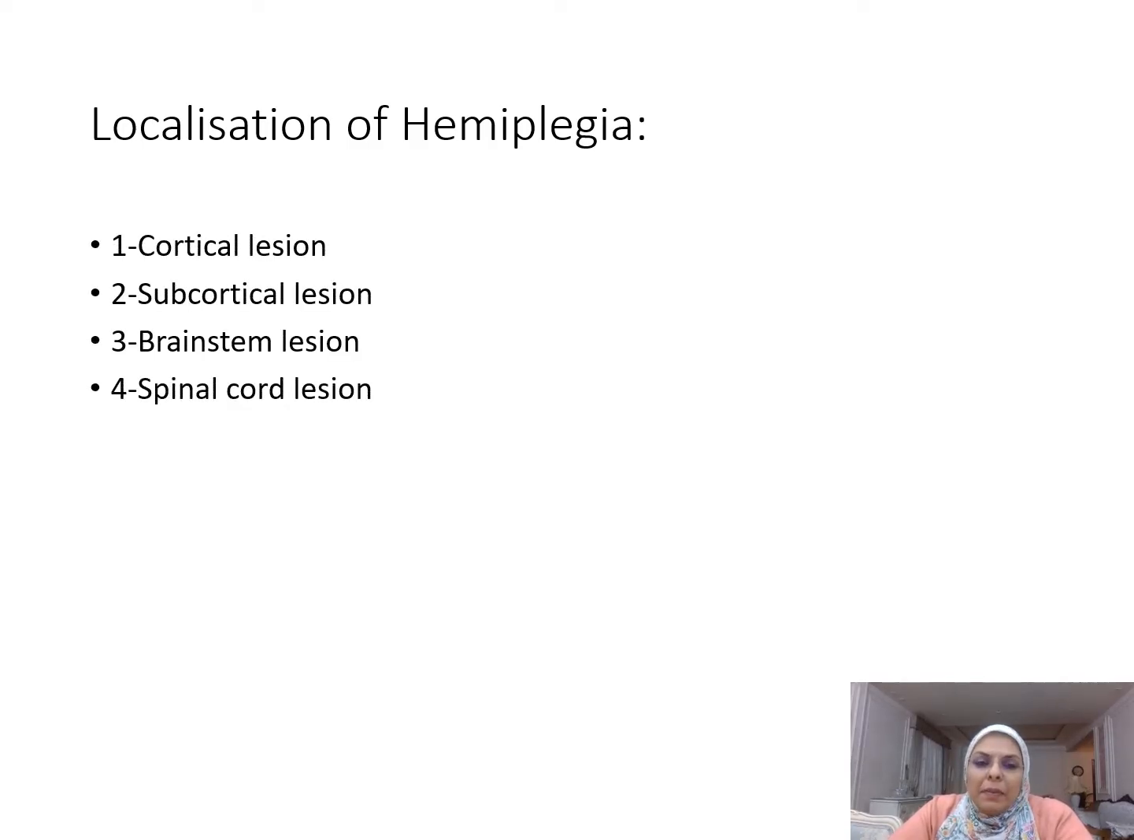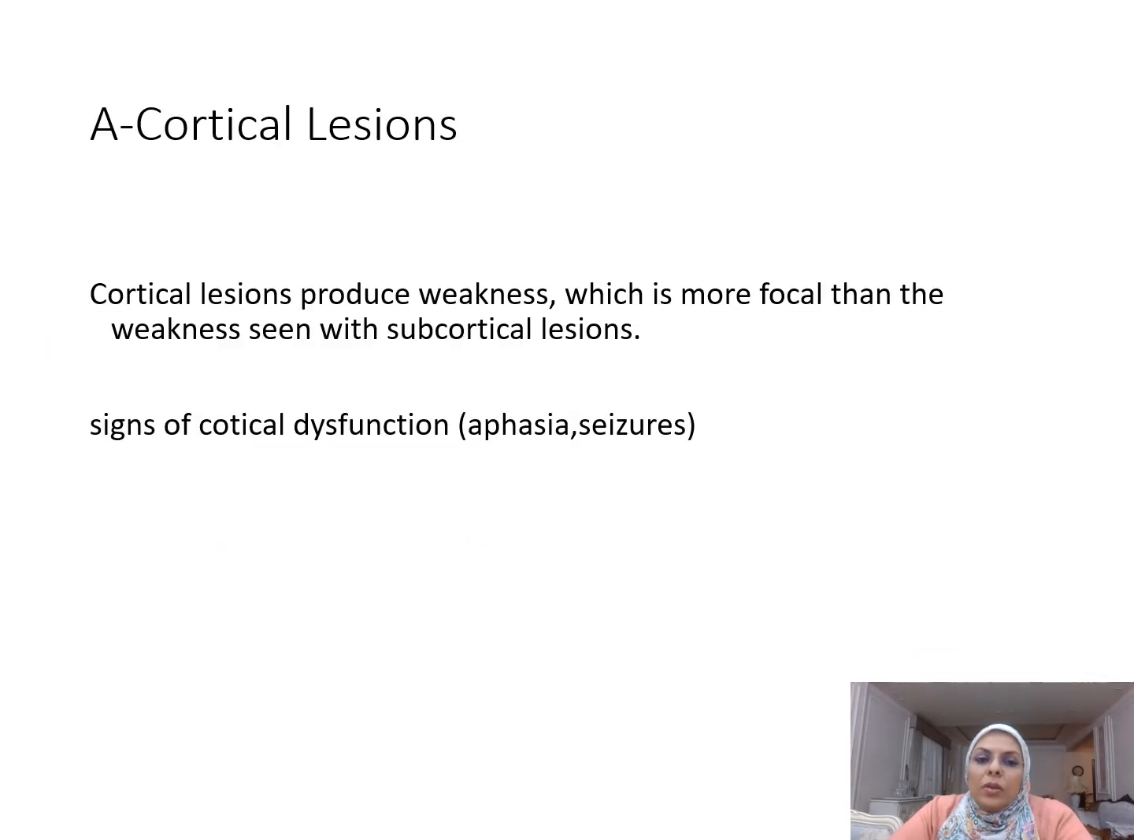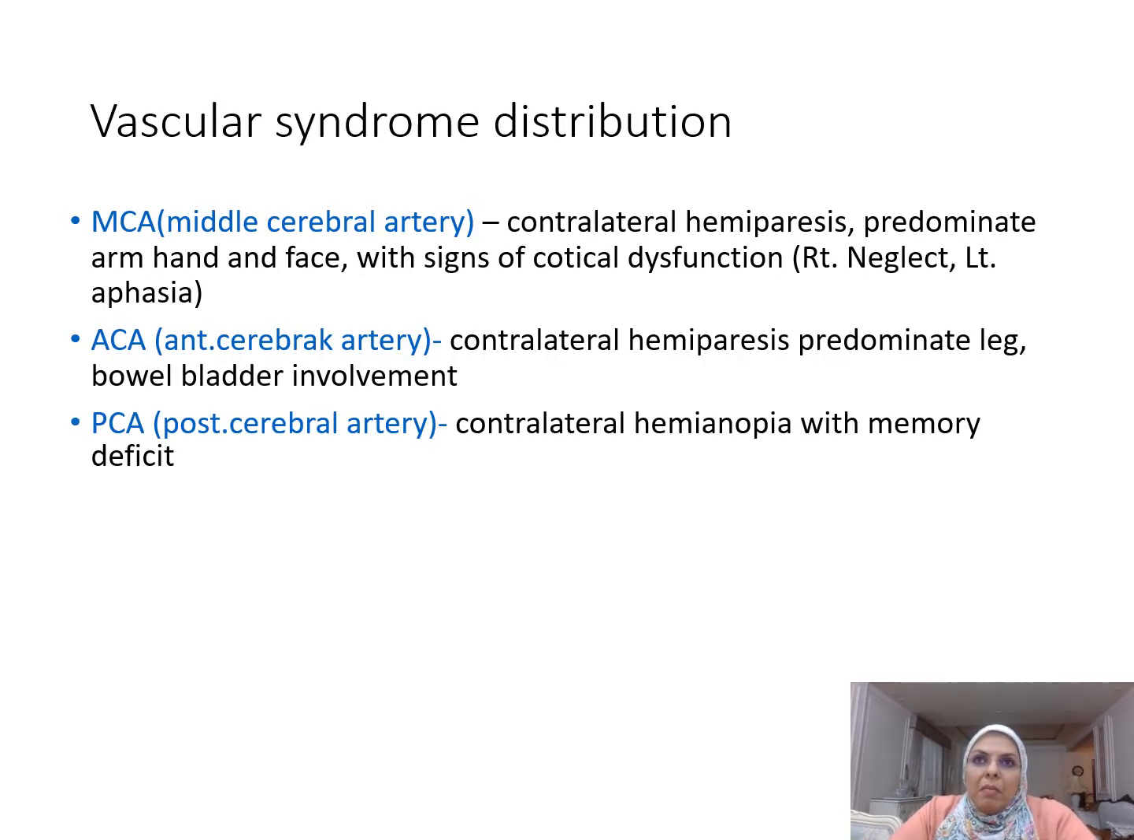To localize hemiplegia, it might be cortical, subcortical, brainstem, or spinal cord. In the cortical lesions, I might find signs of cortical dysfunction like aphasia or seizures or affection of the level of consciousness. If it is subcortical, it might depend on the vascular territory affected and the other manifestations. Does he have only hemiplegia or hemiplegia with ataxia or hemiplegia with hemisensory loss?